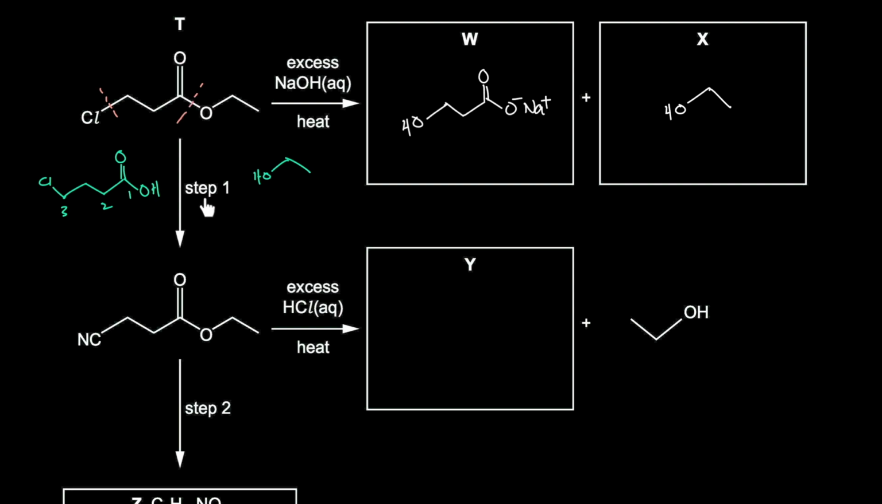We can also react T with something in step 1 to make this compound here. We're going to use KCN and ethanol. This is nucleophilic substitution. What are we doing here? We're substituting the chlorine for cyanide. We're making a nitrile.